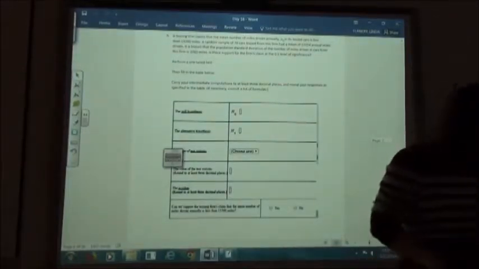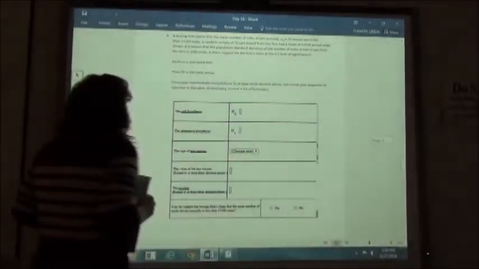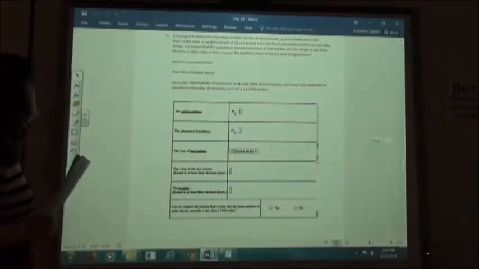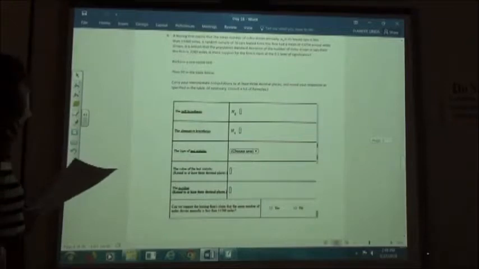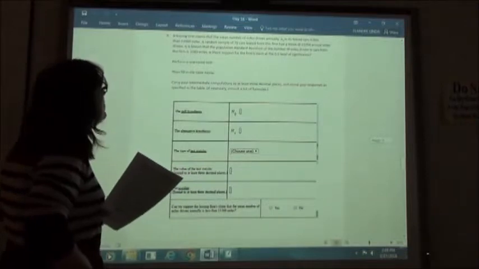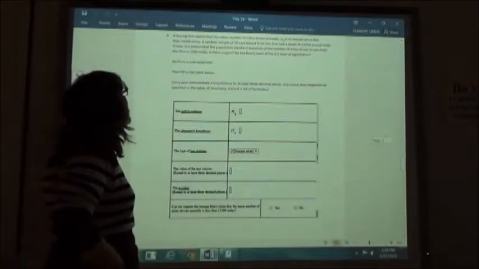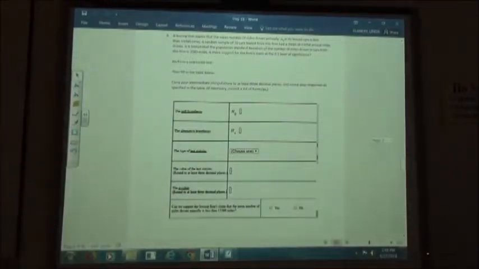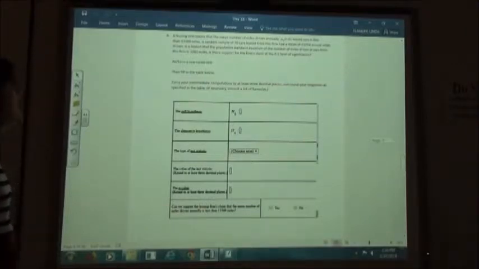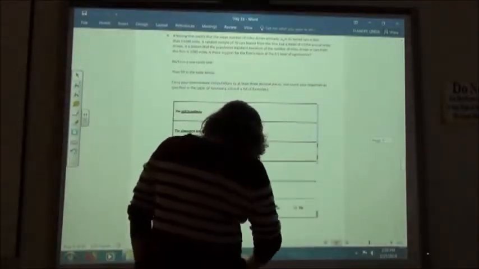Let's do the next one, number 9. Number 9 says a leasing firm claims that a mean number of miles driven annually in its leased cars is less than 13,360 miles. A random sample of 70 cars leased from this firm has a mean of 13,254 annual miles driven. It is known the population standard deviation of the number of miles driven in cars from this firm is 1,080 miles. Is there support for the firm's claim at a 0.1 significance level?